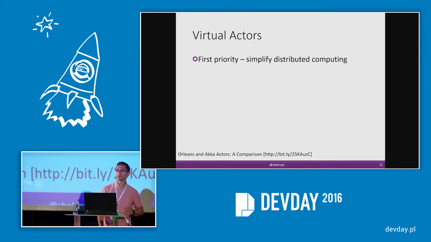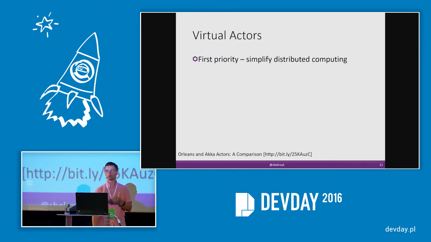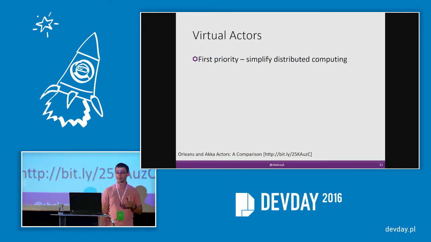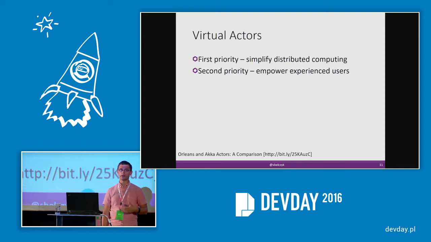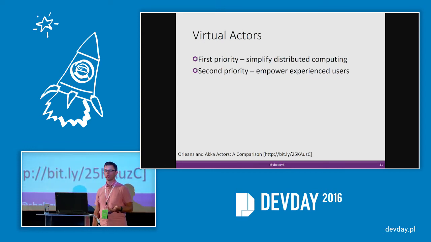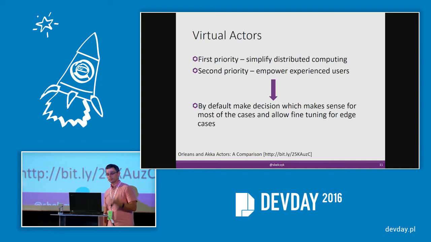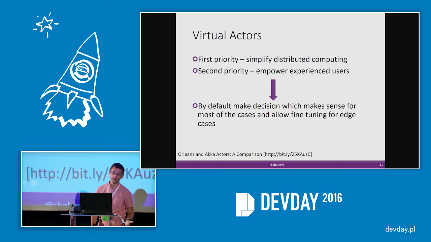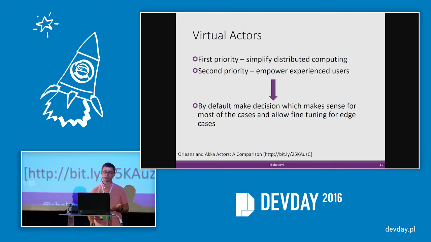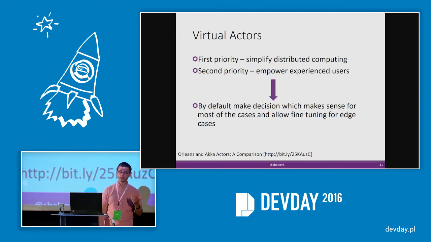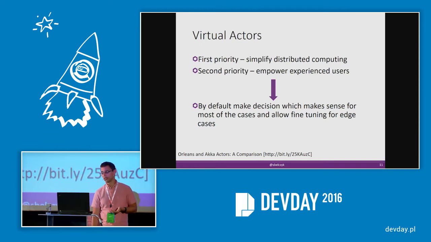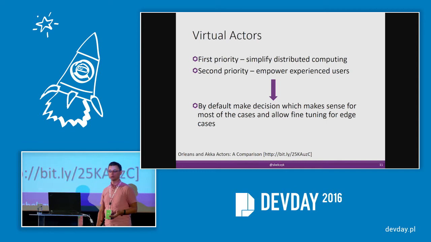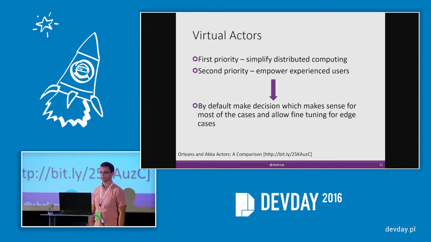So the first priority for them was to simplify distributed computing. And the second priority was to empower experienced users. So you can translate these two statements to the statement where you say, well, by default, I will make decisions which make sense for most of the cases, and I will allow fine-tuning for the edge cases.